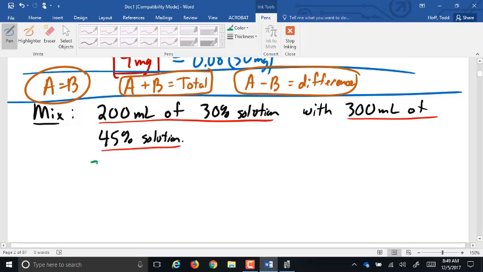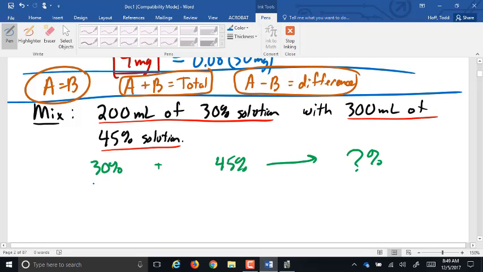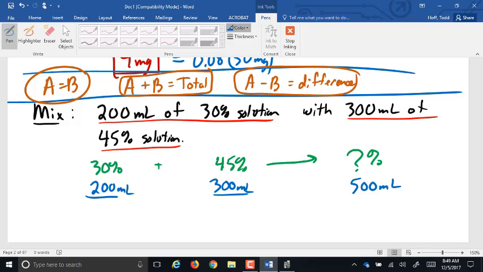So for the first input, it's the 30% solution. We're going to combine that with what percent? 45%, to get, we don't know what percent. We're trying to find that percent. Do we know the amount of each? Yeah, how much 30%? 200 milliliters. How much 45%? 300 milliliters. Do we know how much total we're going to have? Yeah, we can just add 200 plus 300, and we're going to have 500 total.